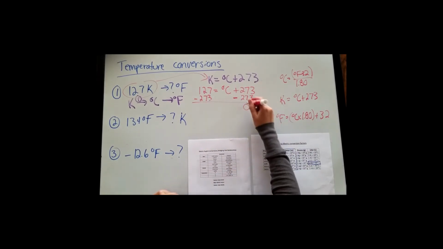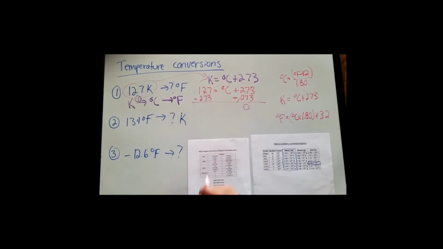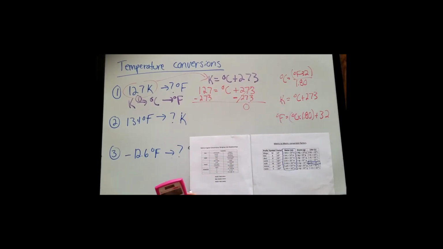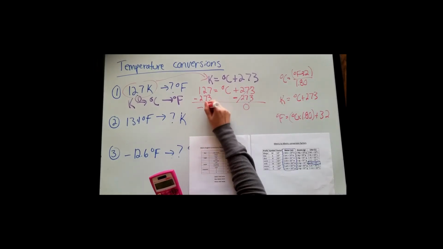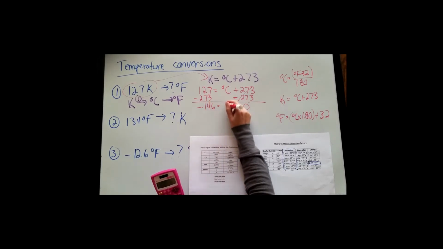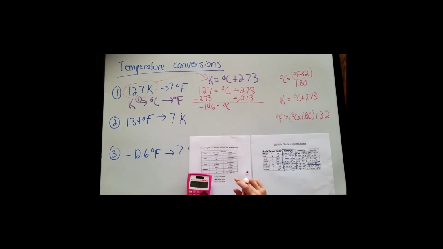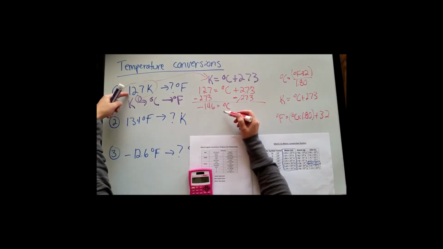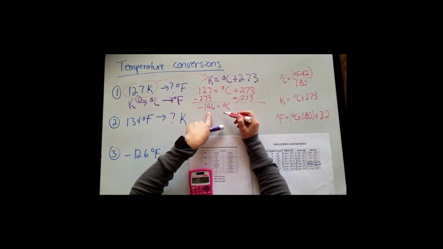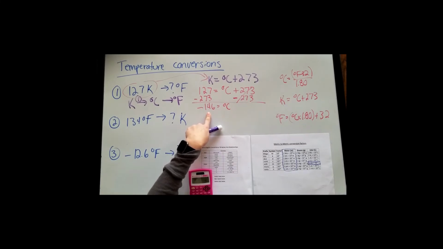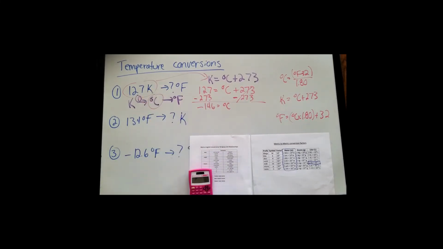So what happens is, here I get 0, right? So it cancels. And here, 127 minus 273 gives me negative 146. So that means that 127 Kelvin is equal to negative 146 degrees Celsius. So I have my degrees Celsius now. So next I need to go to Fahrenheit. So in order to go to Fahrenheit, I'm going to use this bottom equation.